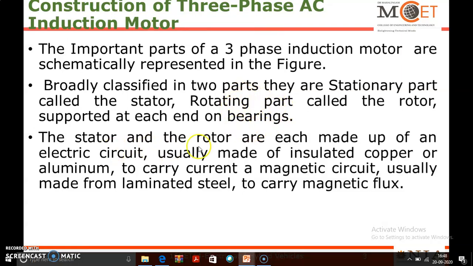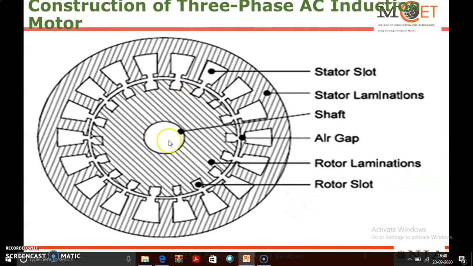The stator and rotor have electric circuits, usually made of insulated copper or aluminium to carry the current, and a magnetic circuit, usually made of laminated steel to carry the magnetic flux lines, which are imaginary lines. Next, this is a constructional diagram of the three-phase induction motor.